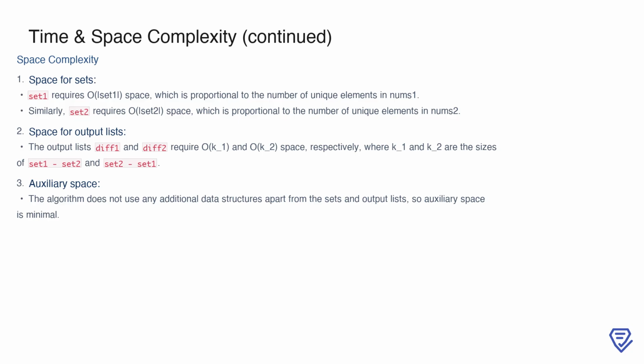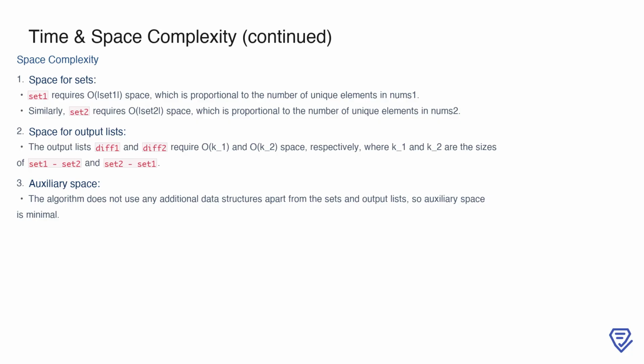Now, let's analyze the space complexity of the solution. The first major component of space usage comes from the sets we create. Set1 requires O(|set1|) space, which is proportional to the number of unique elements in nums1. Similarly, set2 requires O(|set2|) space, proportional to the unique elements in nums2. The second component of space usage is the output lists, diff1 and diff2. These lists require O(k_1) and O(k_2) space, where k_1 and k_2 are the sizes of the set differences set1 minus set2 and set2 minus set1, respectively.